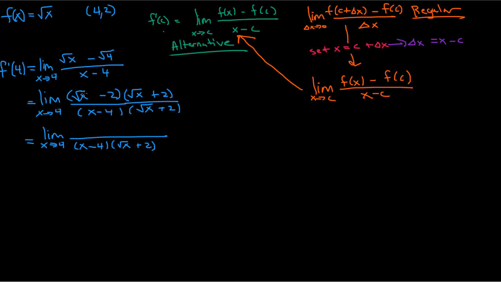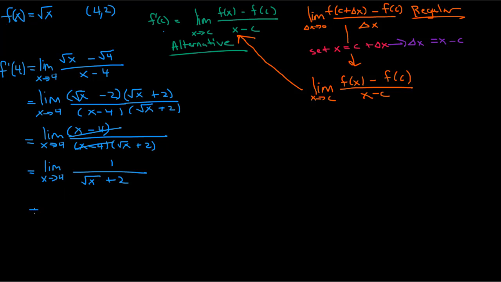But what about the numerator? The two middle terms will cancel, add to 0. But the two outside terms will have the square root of x times the square root of x, leaving us with x. Then negative 2 times positive 2 is minus 4. So notice here we have a nice cancellation happen. These cancel out, leaving us with 1 over the square root of x plus 2.